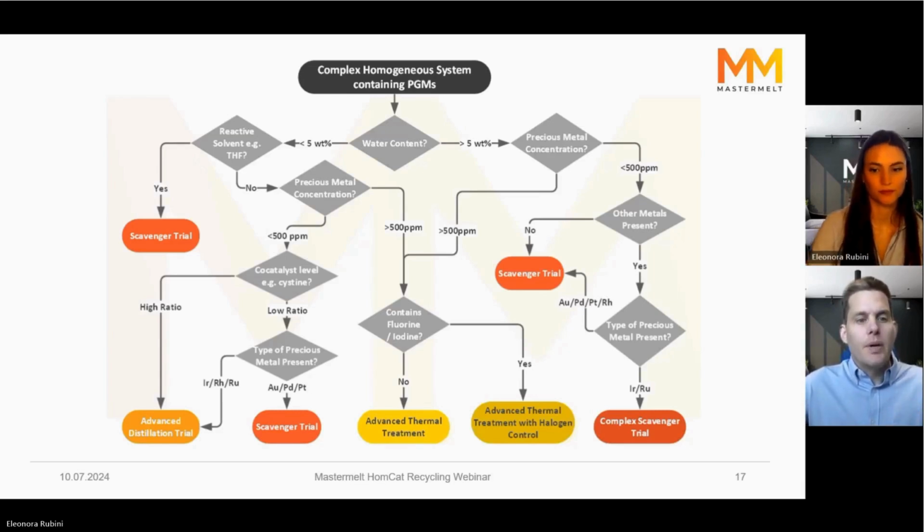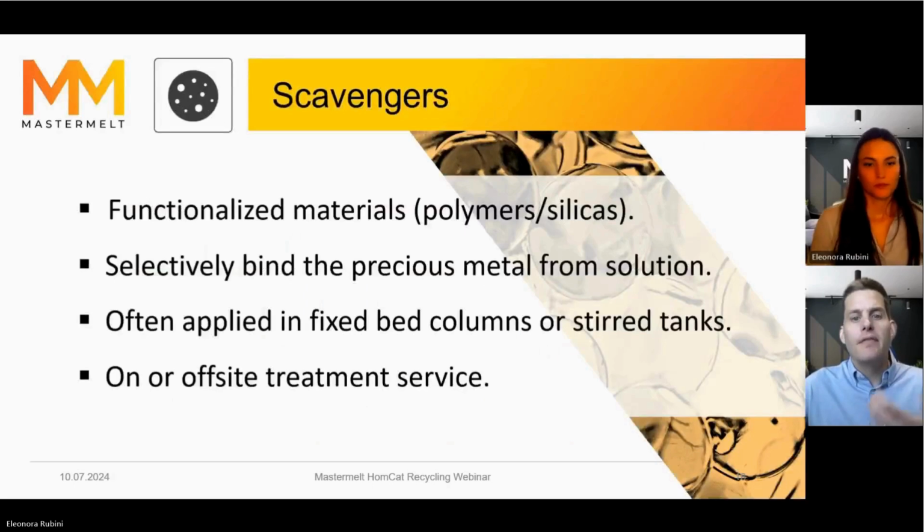So we spoke about the 3 different technologies, so let's have a bit more of an understanding of what these things actually mean. And what is a scavenger? Well, a scavenger is a functionalized material, typically a polymer or a silica, which is able to selectively bind the precious metals within the solution. Then we're able to filter that off. We can do this in a fixed bed, or we can do it in a stirred tank. So this means we can adopt this service on a customer site.